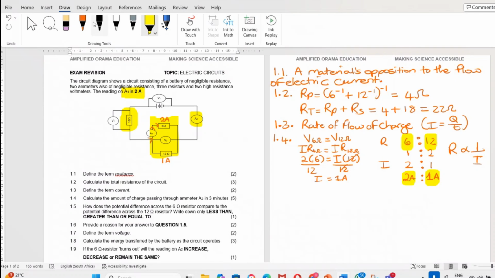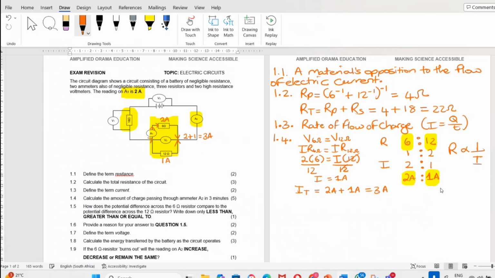Now, that is the current in the branches that, when it leaves this junction, combines to about 3 amps. So 2 plus 1 equals 3 amps. And so the total current in the circuit, I total, is equal to the 2 amps plus the 1 amp. And that gives us 3 amps.